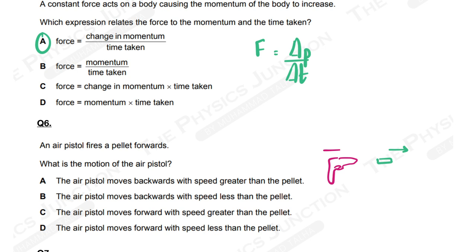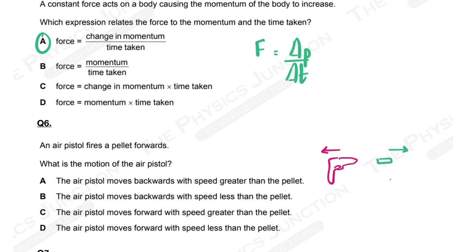This is basically because of conservation of momentum. Because if total momentum before was 0, then by conservation of momentum, total momentum afterwards must also be 0. So whatever is the momentum of the pellet to the right should equal the momentum of the pistol towards the left, so that they cancel out and the momentum afterwards is also 0.